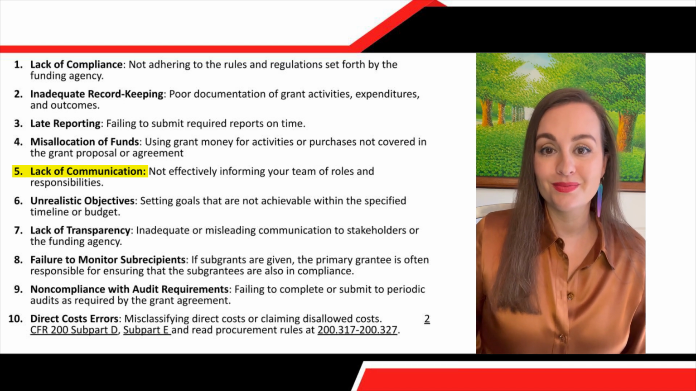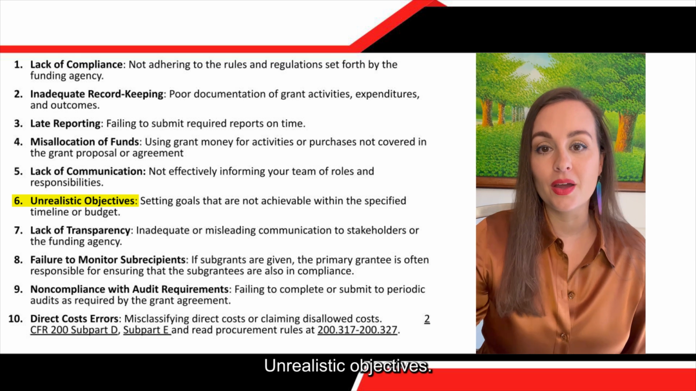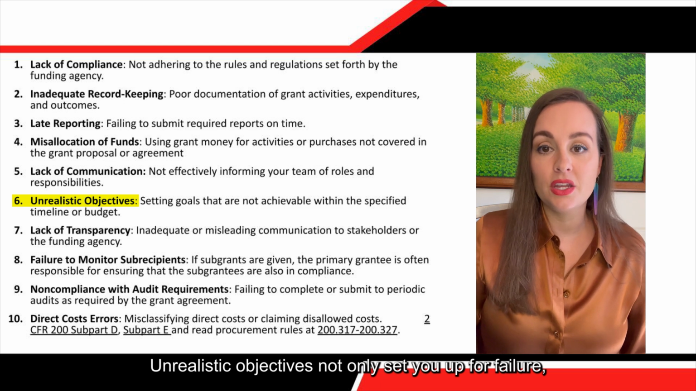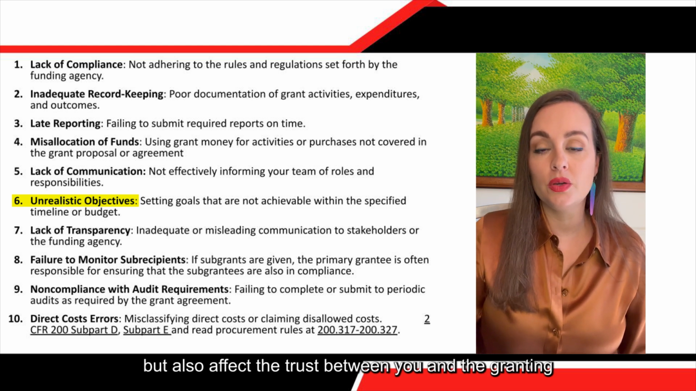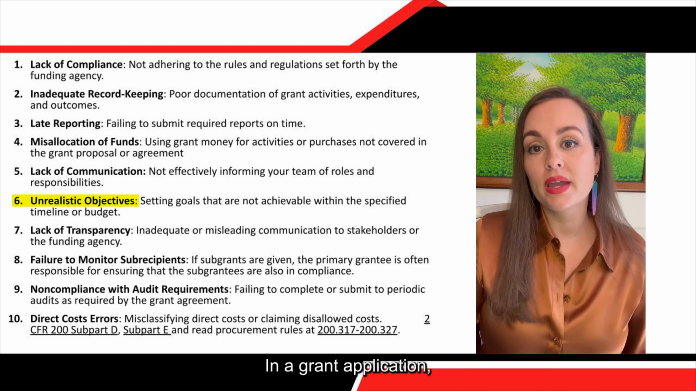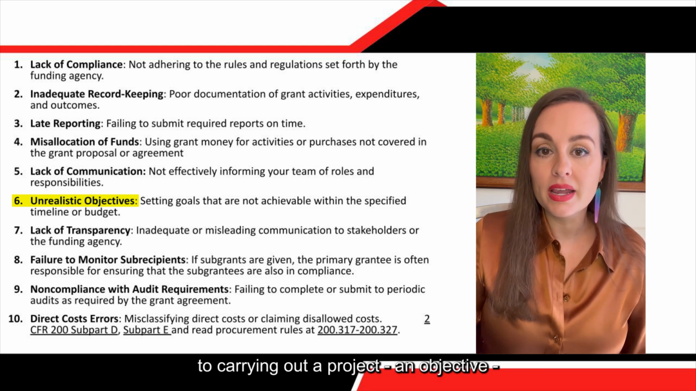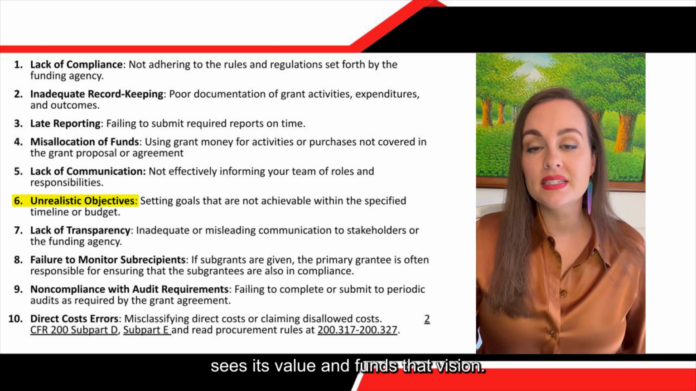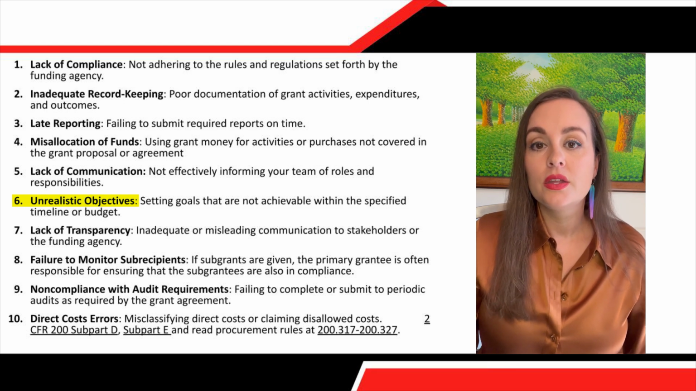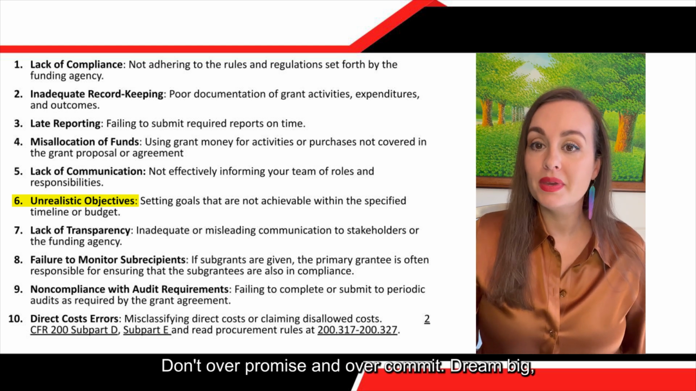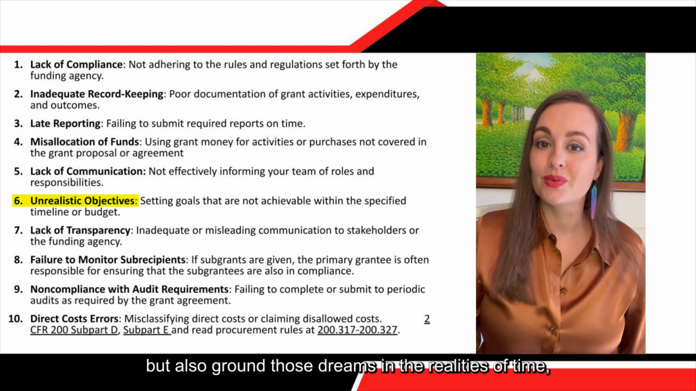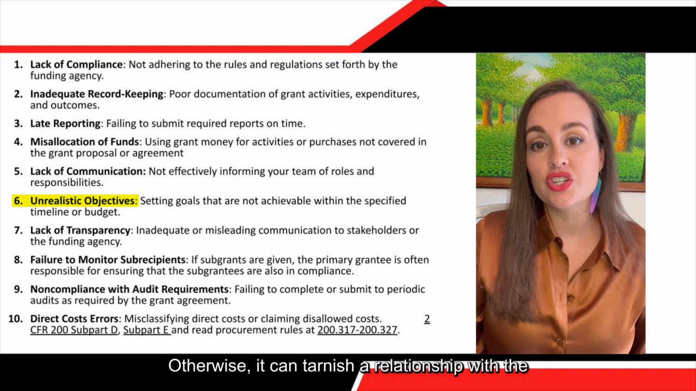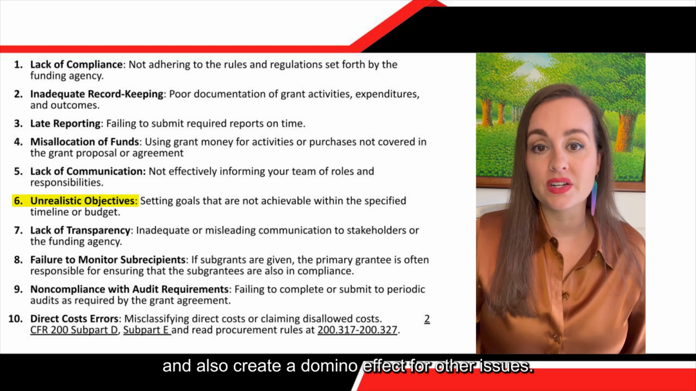them on speed dial. Point number 6, unrealistic objectives. Unrealistic objectives not only set you up for failure, but also affect the trust between you and the granting agency. In a grant application, you've committed to carrying out a project, an objective, and in turn, the agency believes in your mission, sees its value, and funds that vision. Don't overpromise and overcommit. Dream big, but also ground those dreams in the realities of time, expertise, and resources. Otherwise, it can tarnish your relationship with the agency and also create a domino effect for other issues.